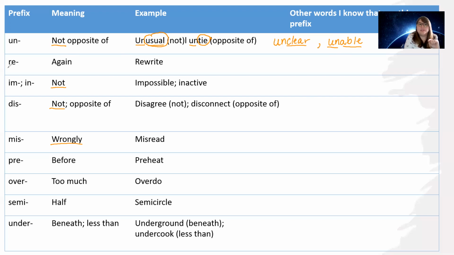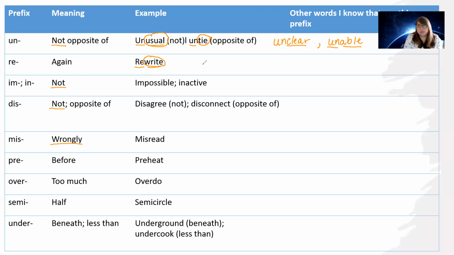Our second prefix is re. Re means again, to do something again. So when we look at our example, we have the word rewrite. Rewrite is our word. Well, I know write is my base or root word. That's the word that has meaning. When I attach re to it, it means I'm doing it again. I am going to rewrite something.